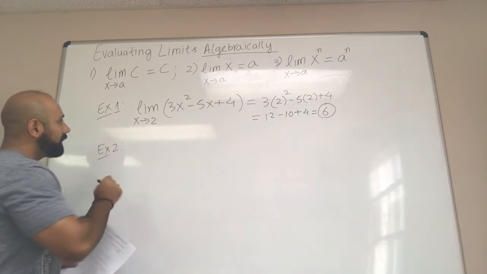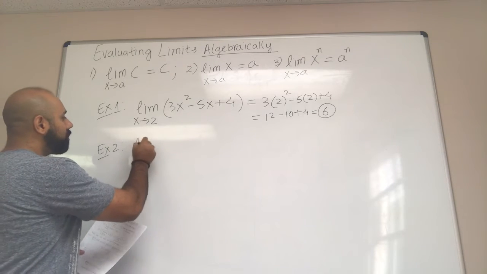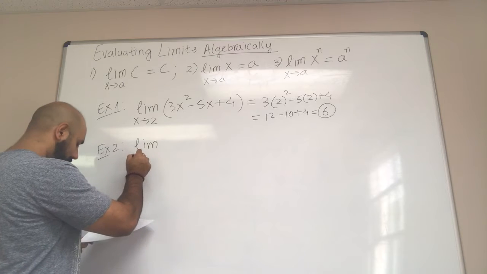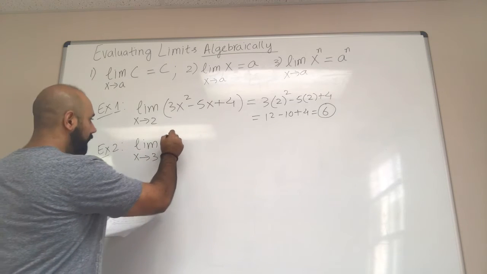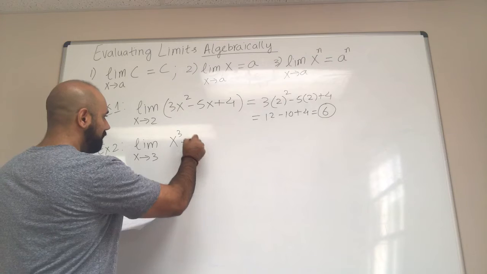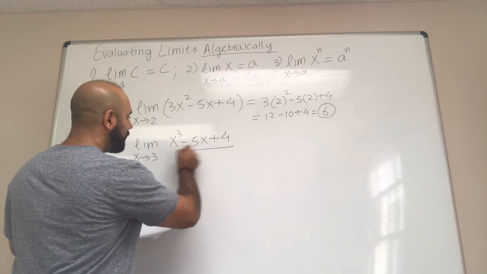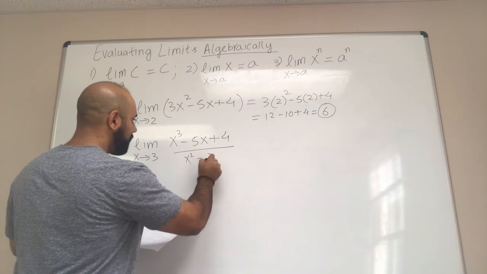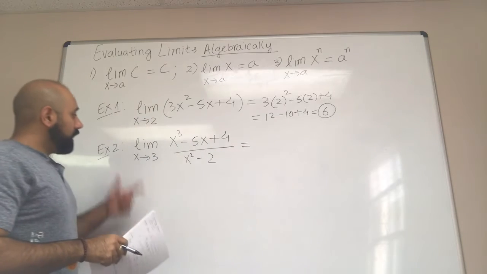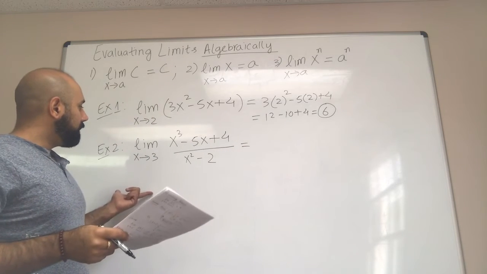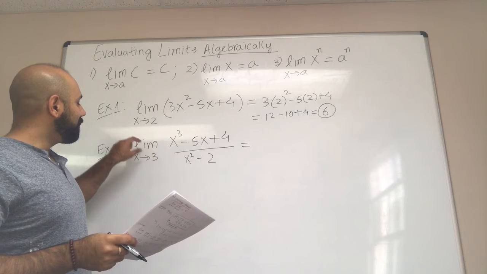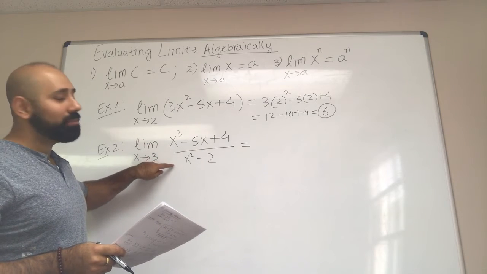Example 2. For example 2, I have a quotient. So I have the limit as x approaches 3 of x cubed minus 5x plus 4 divided by x squared minus 2. In order to do that, we can simply put the limit to the numerator and the limit to the denominator.